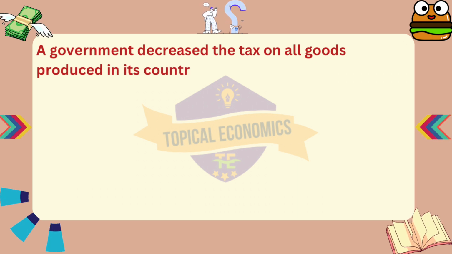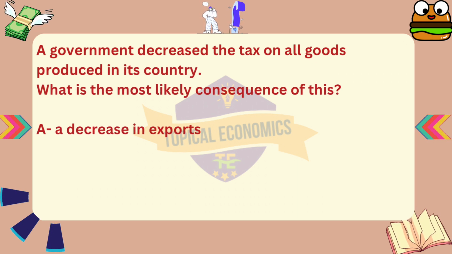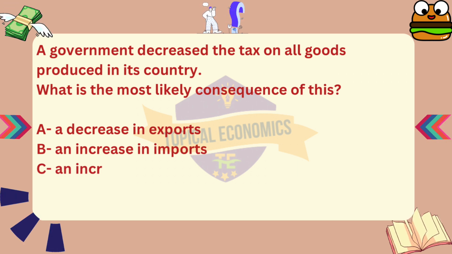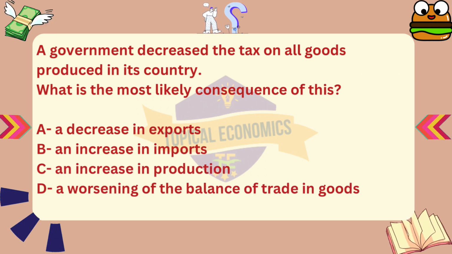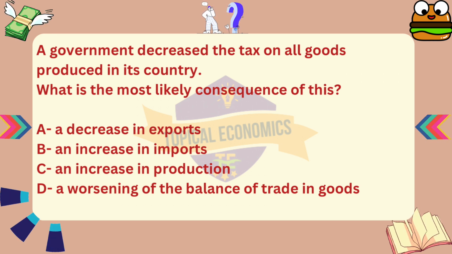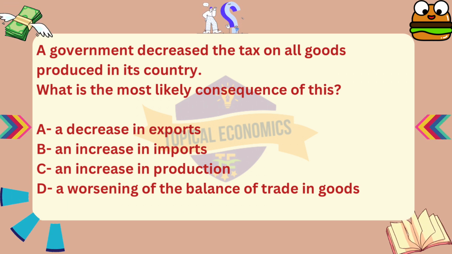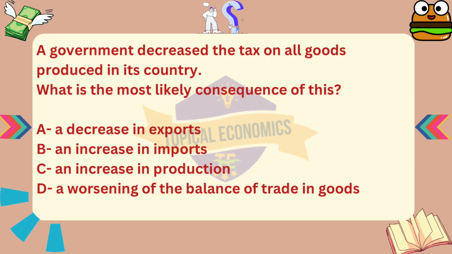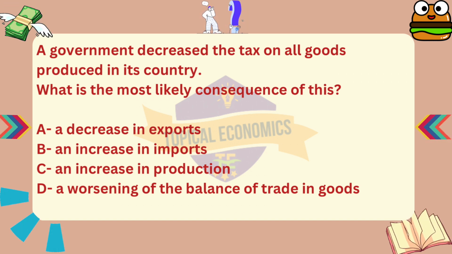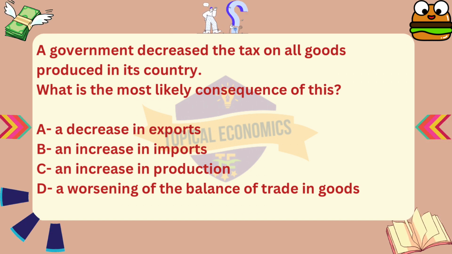Moving to question 14. A government decreased the tax on all goods produced in its country. What is the most likely consequence of this? A. A decrease in exports. B. An increase in imports. C. An increase in production. D. A worsening of the balance of trade in goods. Reference, 2020 October-November version 3. The correct answer for this question is option C, an increase in production.